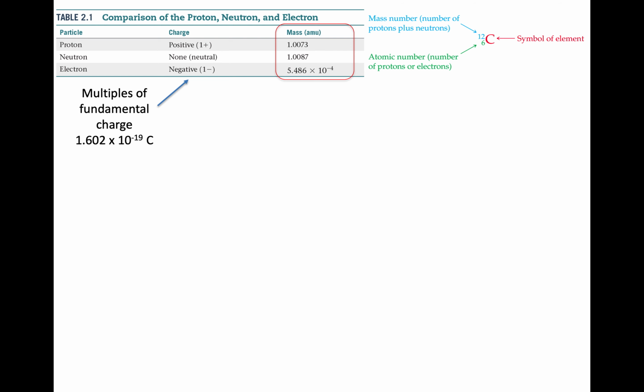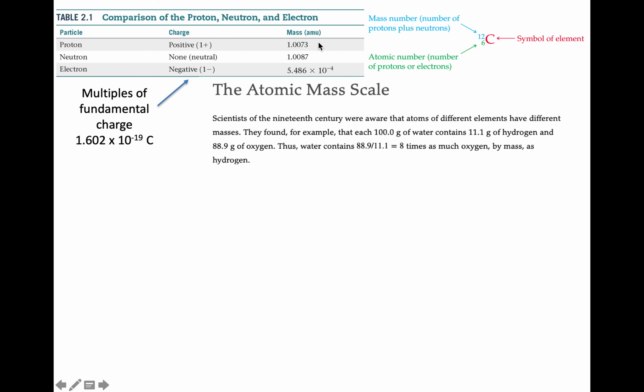So if we look at the mass, we see that the units there are AMU. So an AMU must be a small amount because we're talking about the mass for an individual proton or an individual neutron. If it's given a value of 1.0073, an AMU must be a very small mass. This brings up the idea of the atomic scale.